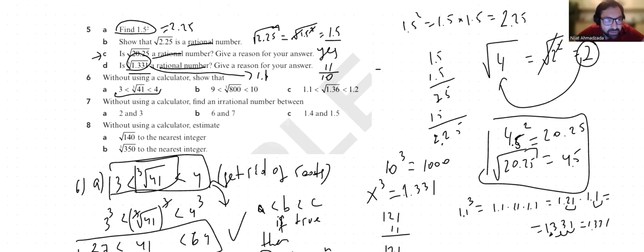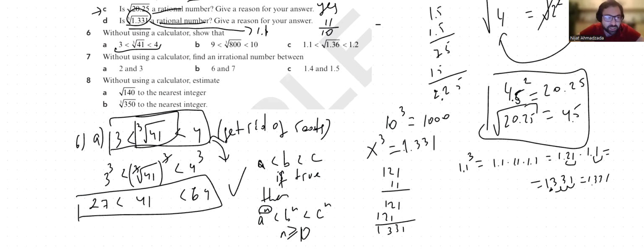Then, question number 7. Without using a calculator, find an irrational number between these. It's the same idea as question number 6. Here we have to find some number in between 6 and 7. For example, we are doing part B randomly: 6, 7, and some number in between. It has to be an irrational number, so I know that it has to involve a root, okay? So with the same idea, let's use a square root, for example. Let's square both parts: 36, 49.